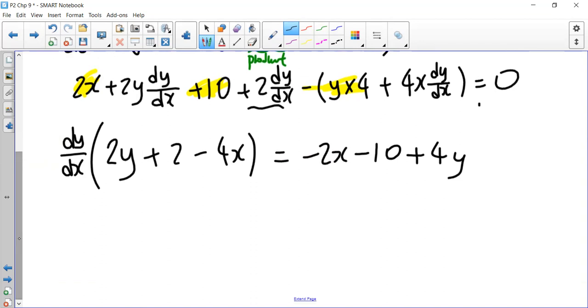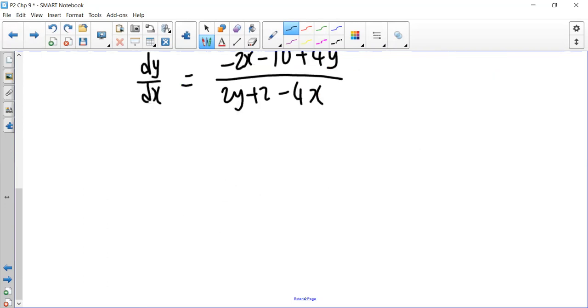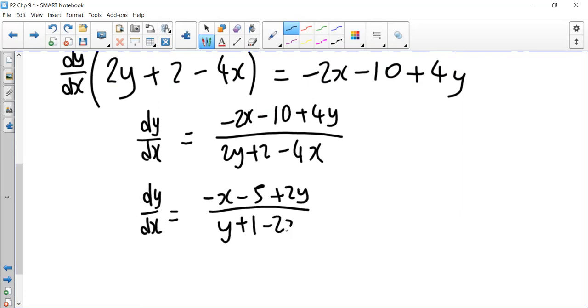Okay, and then I'm going to divide it over, so dy by dx equals minus 2x, minus 10y, minus 10. Where's the y come from? Plus 4y. Divided by 2y plus 2 minus 4x. I see every single term is even, so I divide everything by 2, top and bottom. So minus x minus 5 plus 2y over y plus 1 minus 2x.